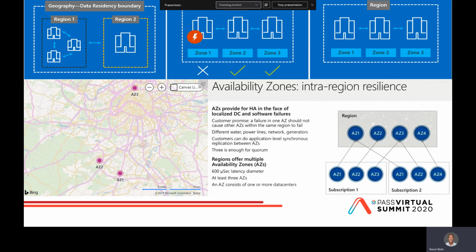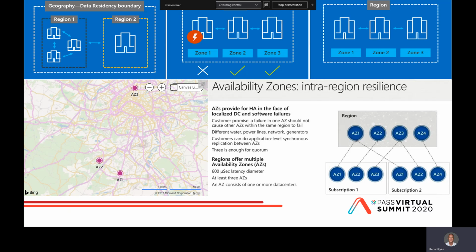And that gives us a problem when it comes to the laws of physics, because we are talking about the speed of light, and 300 miles is long enough a distance that we will not be able to run synchronous replication of our data. And that is the reason why we will lose data in a failover scenario. That's why Microsoft implemented the AZ scenario, availability zones.